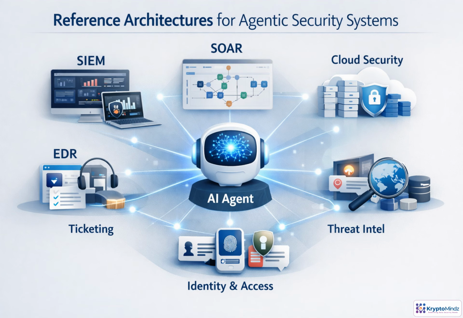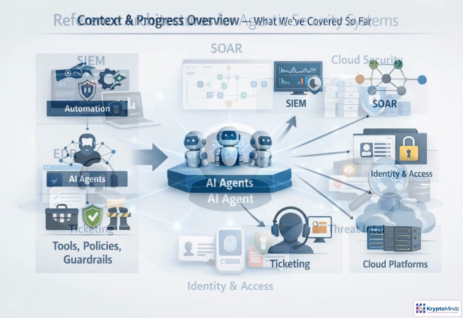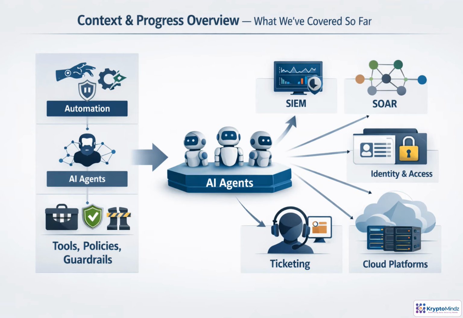Now we move from concepts to architecture. In this module, you'll see how agentic security systems connect with SIEM, SOAR, EDR, identity, cloud, and ticketing tools through practical, governed, enterprise-ready reference patterns. With the foundation in place, what agentic AI is, how it differs from automation, and why tools, policies, and guardrails matter, we can focus on placement, where agents connect inside real security operations.